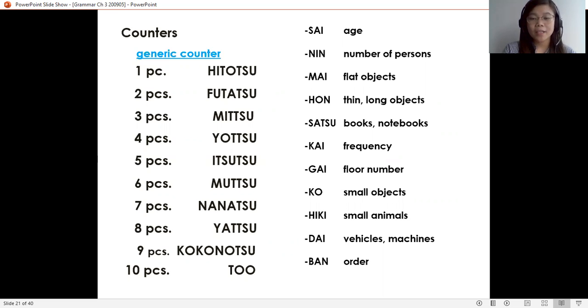And then lastly, ban for the order. So like first, second, third, etc. And you can also use banme, or you should use banme if you're referring to your order in the family.